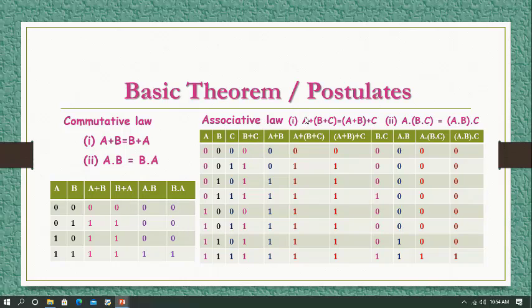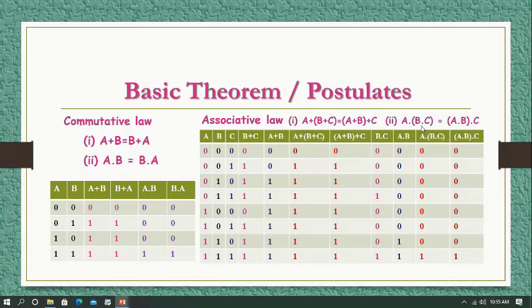Similarly, associative law states that if we are adding three Boolean variables a plus b plus c, then we may pair them from any side. That means either we can first add a plus b, then add c, or we add a to b plus c. The result will be the same. Here we have shown how we get the same result. Similarly, this is true with logical multiplication as well.